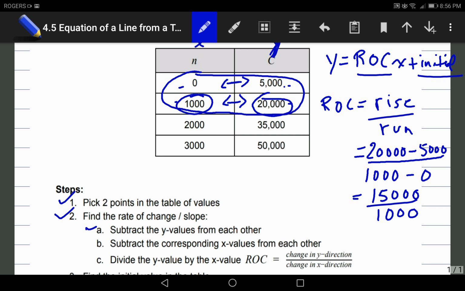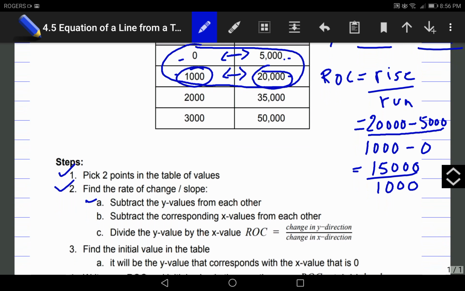Let's keep following these steps, even though we've worked ahead a little bit. We've subtracted the corresponding x values, and now we're dividing the y value by the x value, or doing rise divided by run. That's the step we're on right now. If you pulled out your calculators, you would get 15,000 divided by 1,000 is 15. 15 is our rate of change.